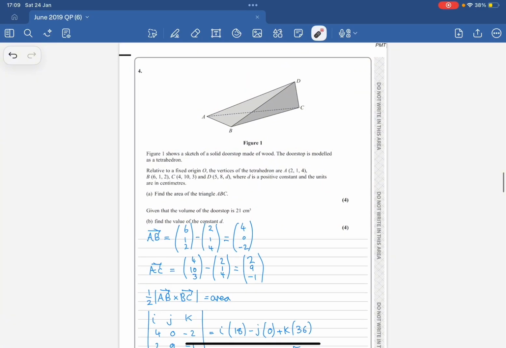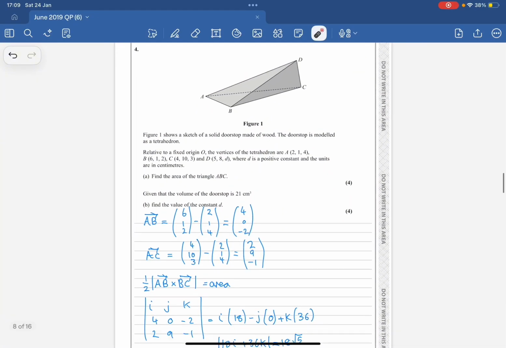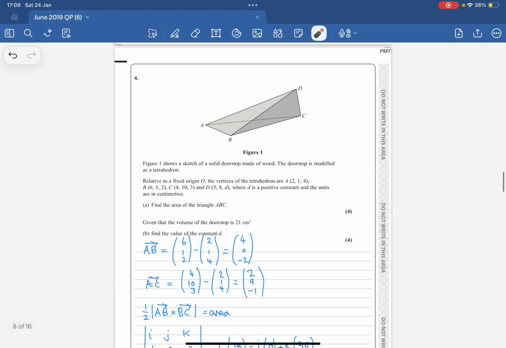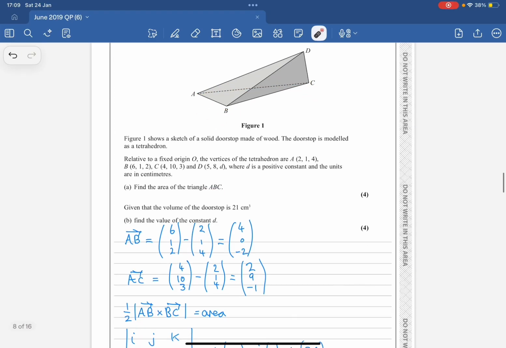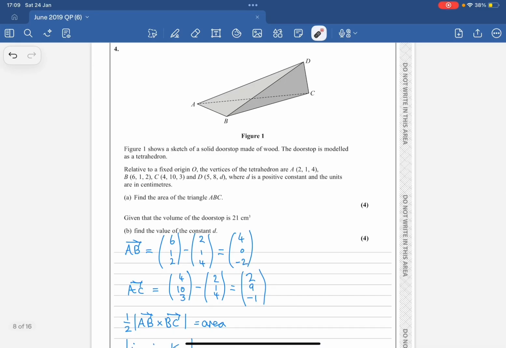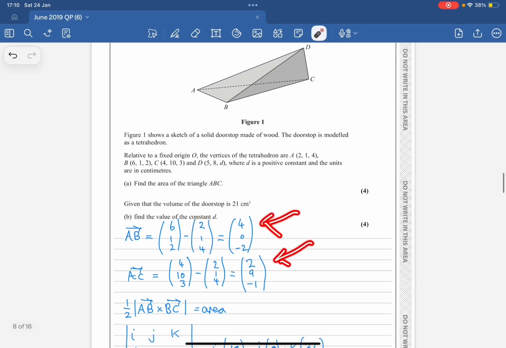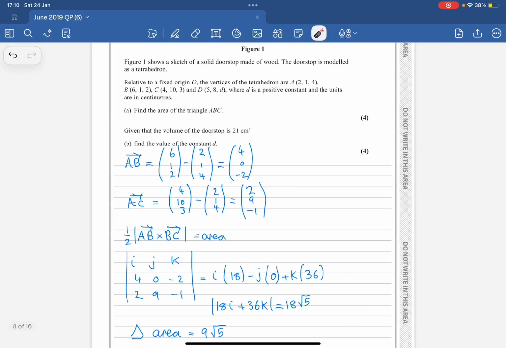This question is about vectors, and in my opinion was probably the easiest question on the paper. So yeah, let's do it. So first thing to do, work out the area of ABC, which is this triangle down here. And we can easily do this just using this formula, which you'll learn. So all we have to do is find two vectors that are kind of next to each other. So we do AB and AC. Very simple. AB, we just do kind of the position vector of B minus the position vector of A. Same with AC. And we have our two vectors here. Now we're just crossing them together.